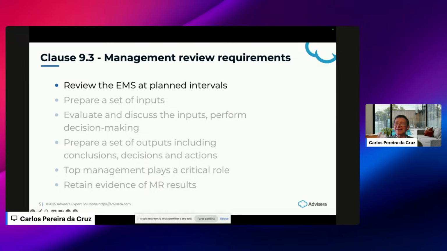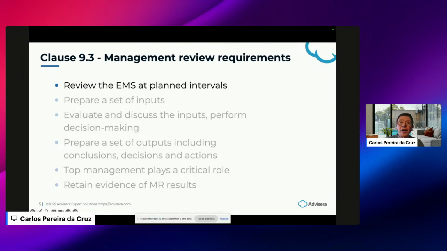Okay. Now let's distill the requirements from ISO 14001 clause 9.3. Conducting reviews at planned intervals allows for consistent tracking and comparison of EMS performance over time. This helps identify trends, measure improvements, and detect issues early. And also to compare things that you can compare, apples with apples, oranges with oranges.